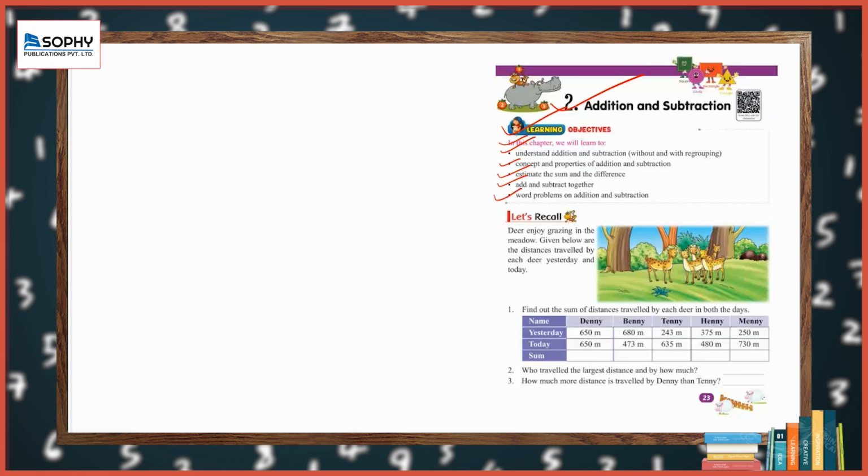Now, let's recall. Deer enjoy grazing in a meadow. Given below are the distances travelled by each deer yesterday and today. Now find the sum of distances travelled by each deer on both days. How will you find it, students? Here you will find 0. 5 plus 5 is 10. 1 carry, that is 1300 meters. That's how you have to find all the sums by yourself, students.